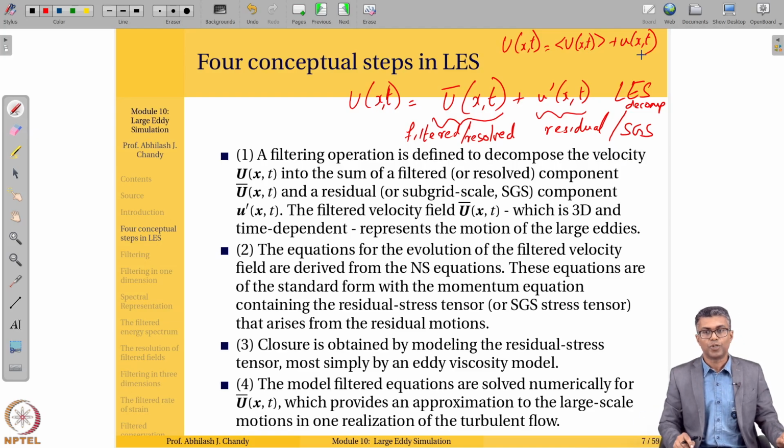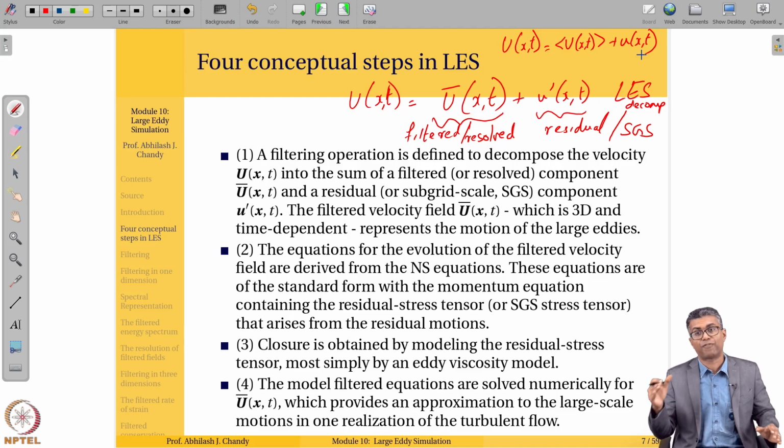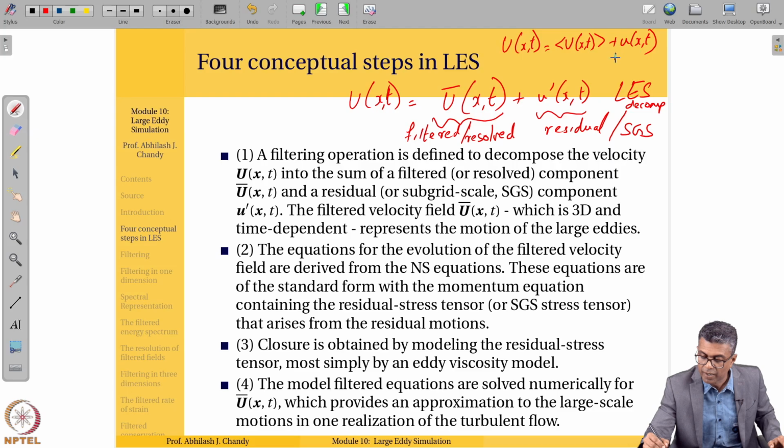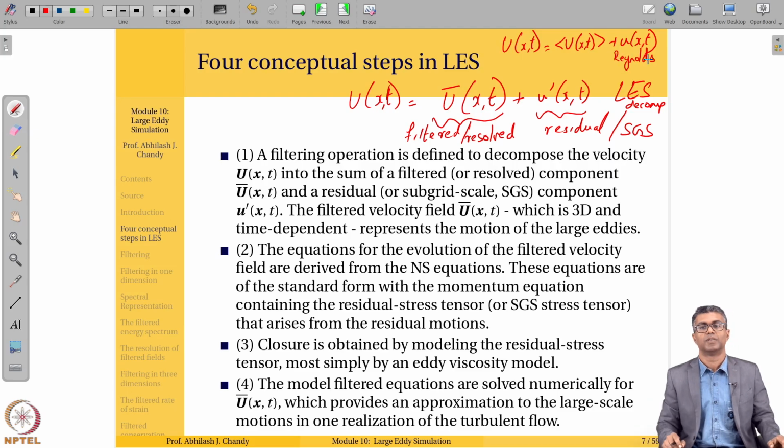Isn't it? U is equal to capital U plus small u. That's what we had. And so here you are decomposing it into a mean and a fluctuation. This was a Reynolds decomposition. This is the second one, the one below is an LES decomposition.